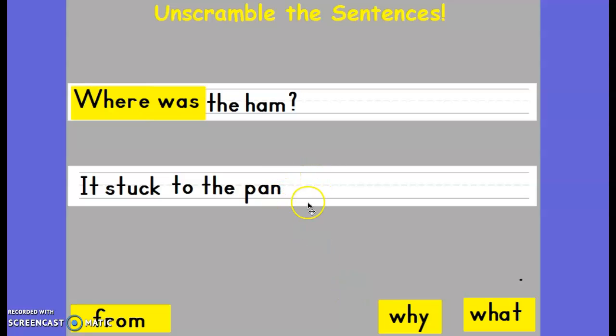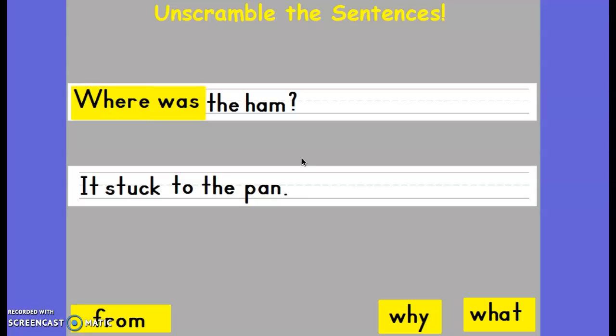What do we need at the end of our sentence? This is a statement. This is giving us information. It's stuck to the pan. So we put that end mark, that period, right at the end of the word. And remember, it rests right above that or right on top of that bottom line. Okay? And you just unscrambled two sentences.